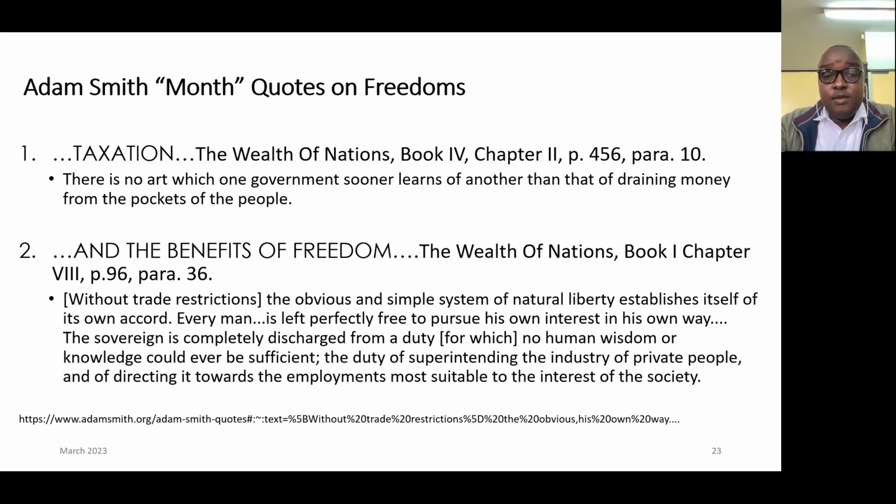On the benefits of freedom, he also commented in The Wealth of Nations, Book 1, Chapter 8, that without trade restrictions, the obvious and simple system of natural liberty establishes itself on its own accord, that every man is left perfectly free to pursue his interest in his own way, and the sovereign is completely discharged from the duty, for which no human wisdom or knowledge could ever be sufficient, of superintending the industry of private people and directing it towards the employment most suitable to the interests of the society.